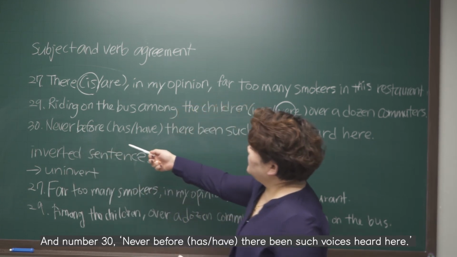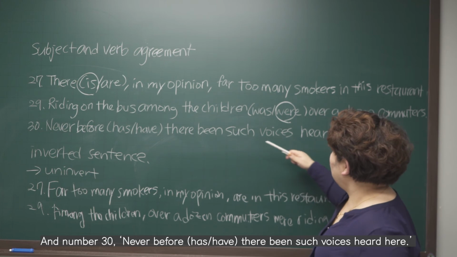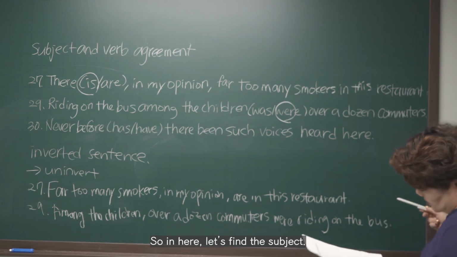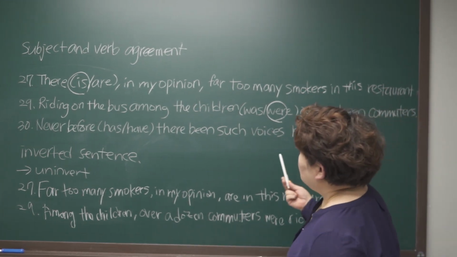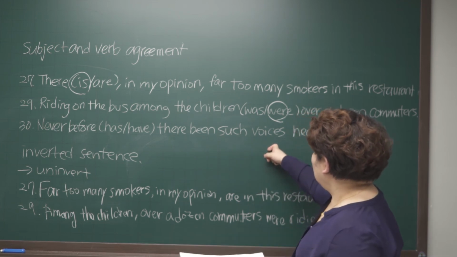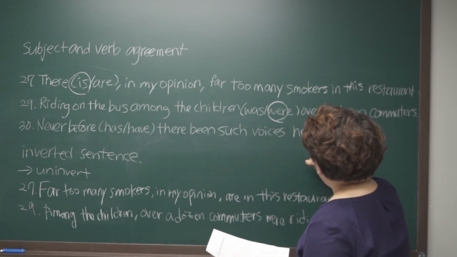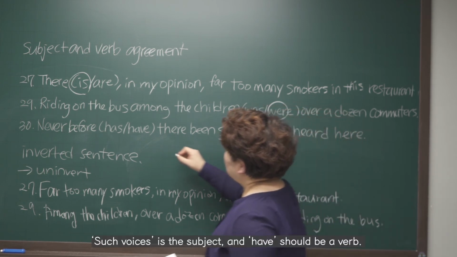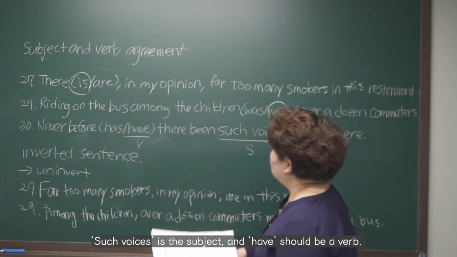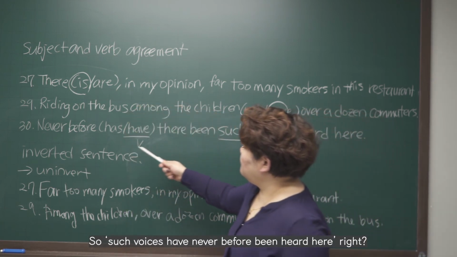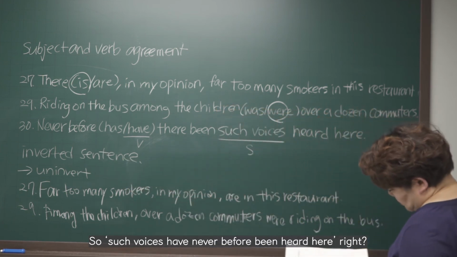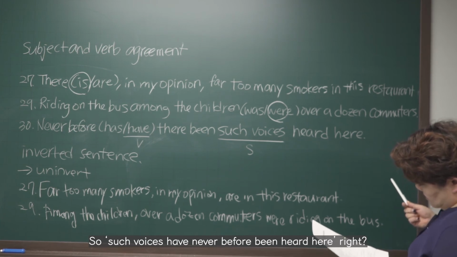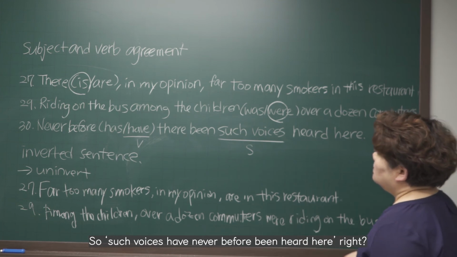Never before had or have there been such voices heard here, right? So in here, let's find the subject. Okay, the subject is such voices, right? Such voices have. Okay, such voices is the subject. The have should be the verb. So such voices have never before been heard here, right?